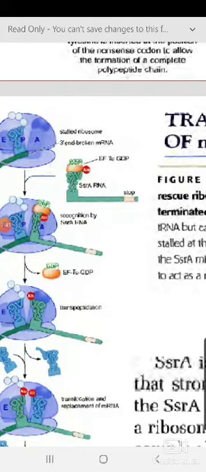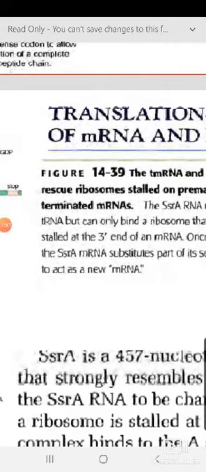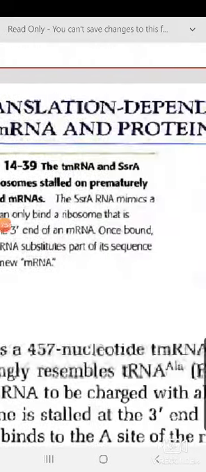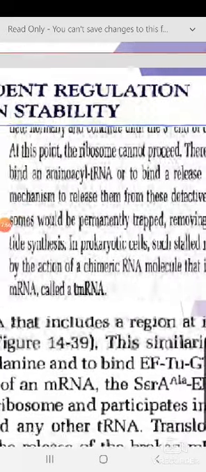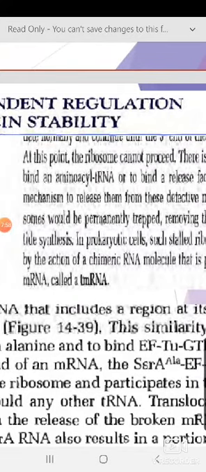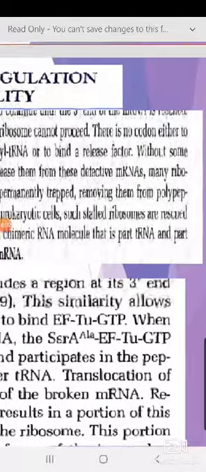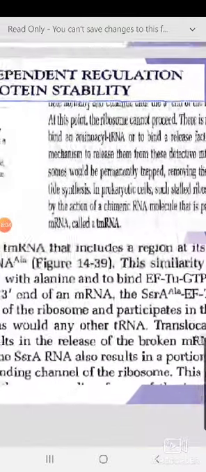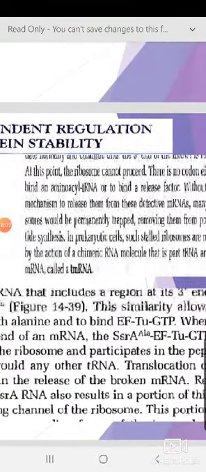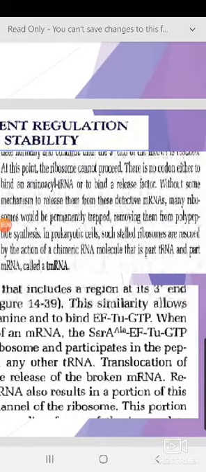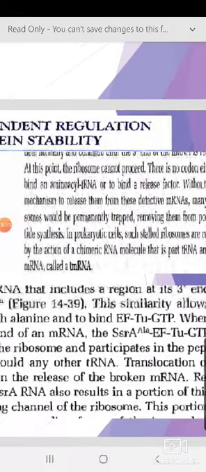Why chimeric? Because this type of RNA has a part of the RNA mimicking a tRNA, and the other part is like an mRNA. So they named it tmRNA. Let me read a little bit. At this point, if this situation arises, the ribosome cannot proceed. There is no codon either to bind an amino acid tRNA or to bind a release factor. That's what I was telling also.